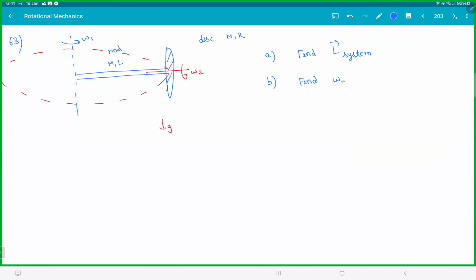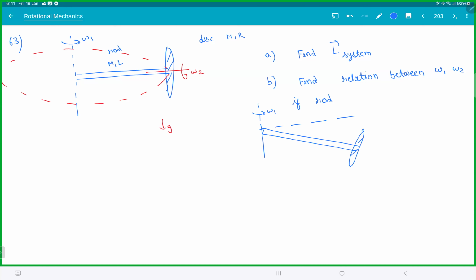Find omega 2. Find the relation between omega 1 and omega 2 if the rod remains horizontal and does not fall down. Think about it. If there's gravity, shouldn't the rod just swing down? But for some reason, it is not.